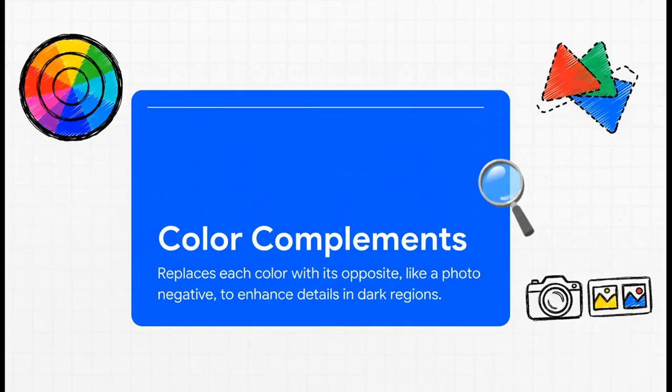Let's start with a really cool and simple one, color complements. If you've ever seen an old film negative, you know exactly what this is. We're basically flipping every color to its exact opposite on the color wheel. So red becomes cyan, blue becomes yellow, you get the idea. Now, besides looking pretty cool and artistic, this is actually super useful for enhancing details that might be hiding in the dark, shadowy parts of a photo.